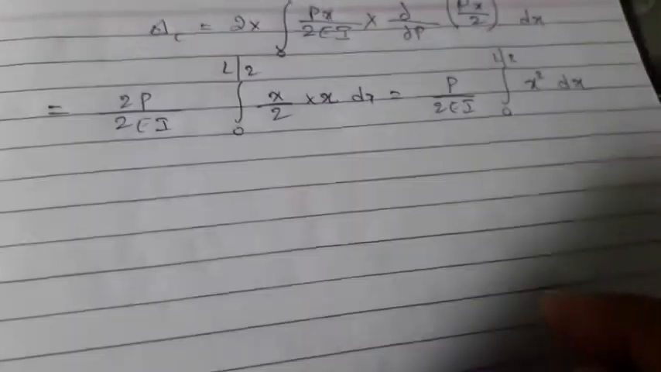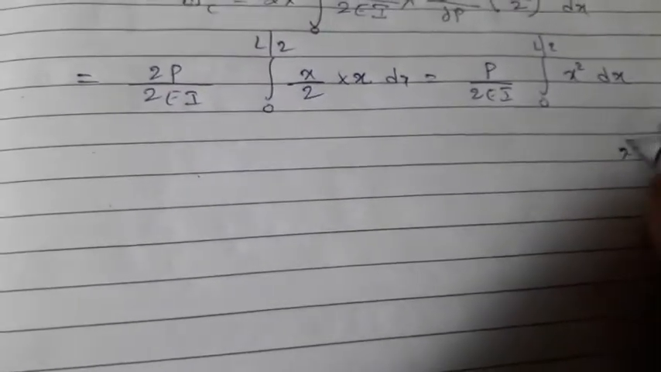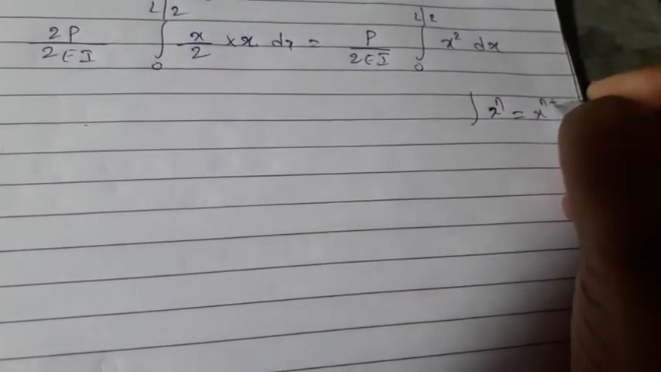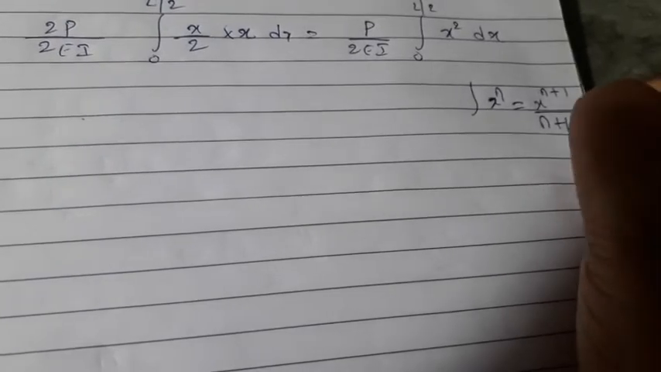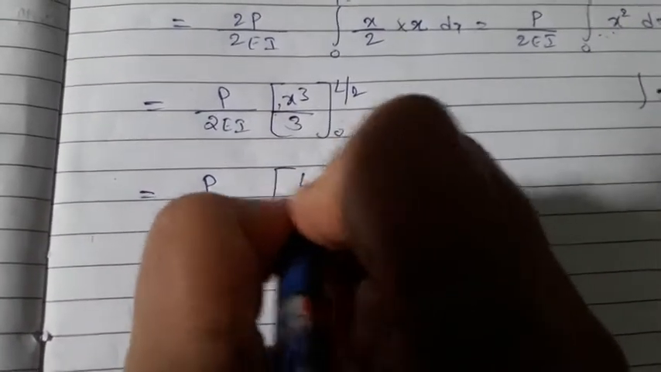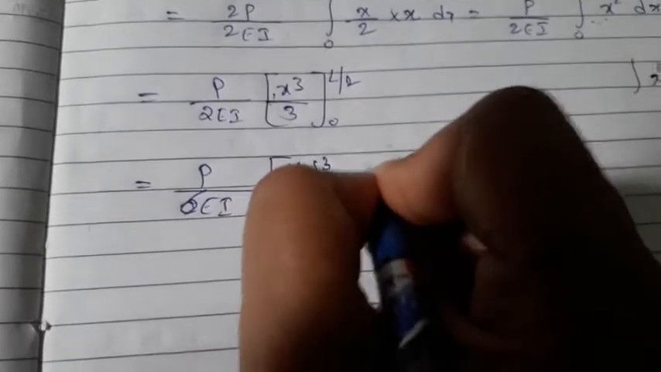X square dx. So we know the integration of x raised to n is x raised to n plus 1 divided by n plus 1. So we will apply that here also. So what happens? Here we get P by 2EI, x square is x cube divided by 3 with limits. So that will be equal to P by 6EI. In place of x, substitute the values, upper limit minus lower limit.